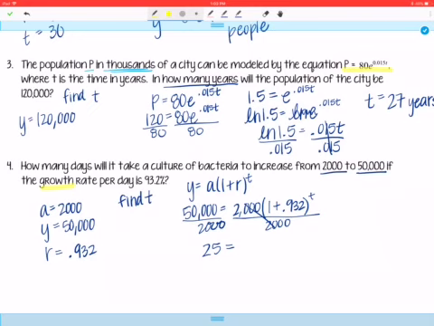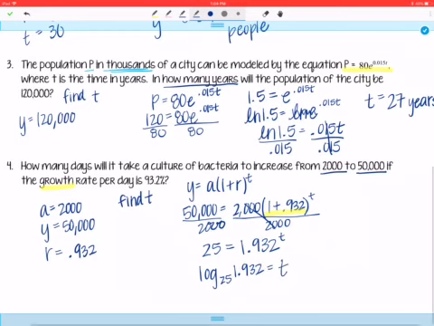I'm going to go ahead and add inside the parentheses. So that's 1.932 raised to the t. So again, you can either log both sides, or if I were to rewrite that in exponential form, that'd be log base 1.932 of 25 equals t. So when I type that into my calculator, you do log of 25 divided by log 1.932. And I'm coming out that this should be about 4.9 days.